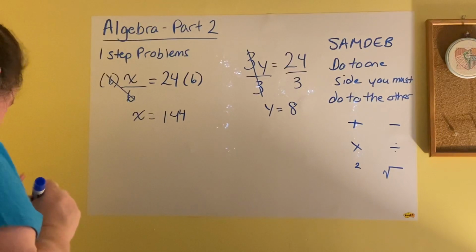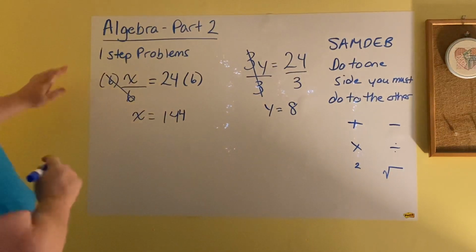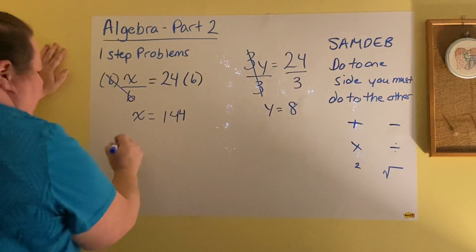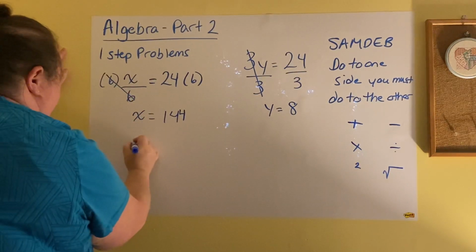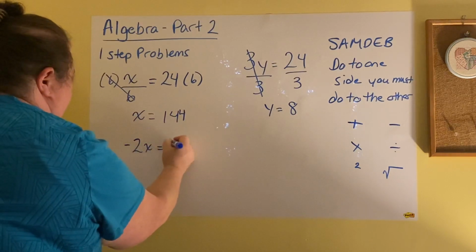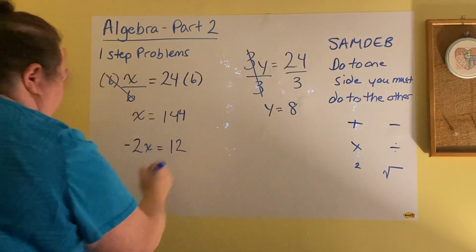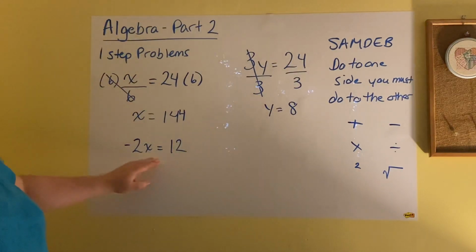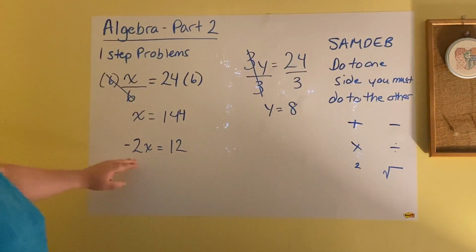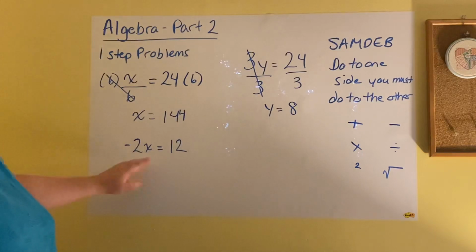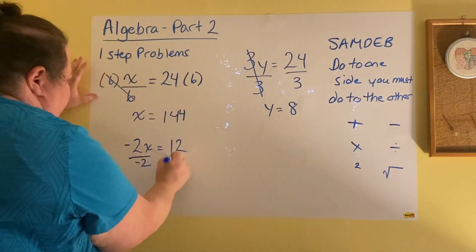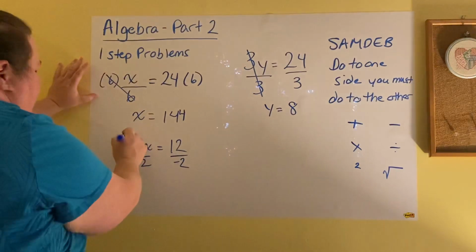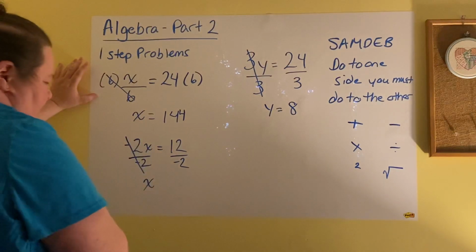Now, again, that positive negative rule system that we had, some of you have forgotten it. So we're going to go over that. So if I have negative 2x equals 12, I need to cancel that multiplying by negative 2, because that negative's got to stay with the 2. So I'm going to divide by negative 2 on both sides. Those cancel out. I'm left with the x.